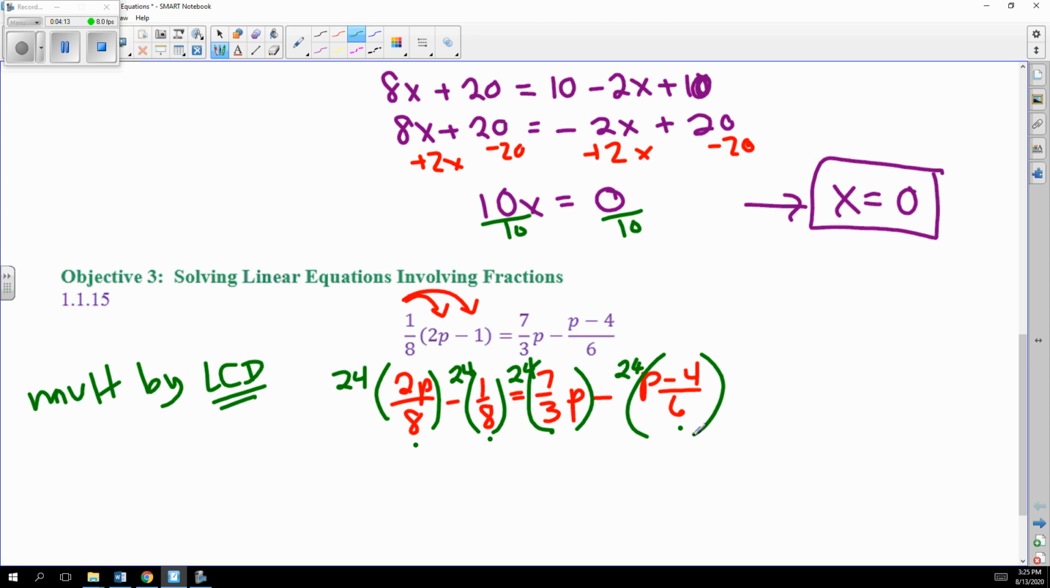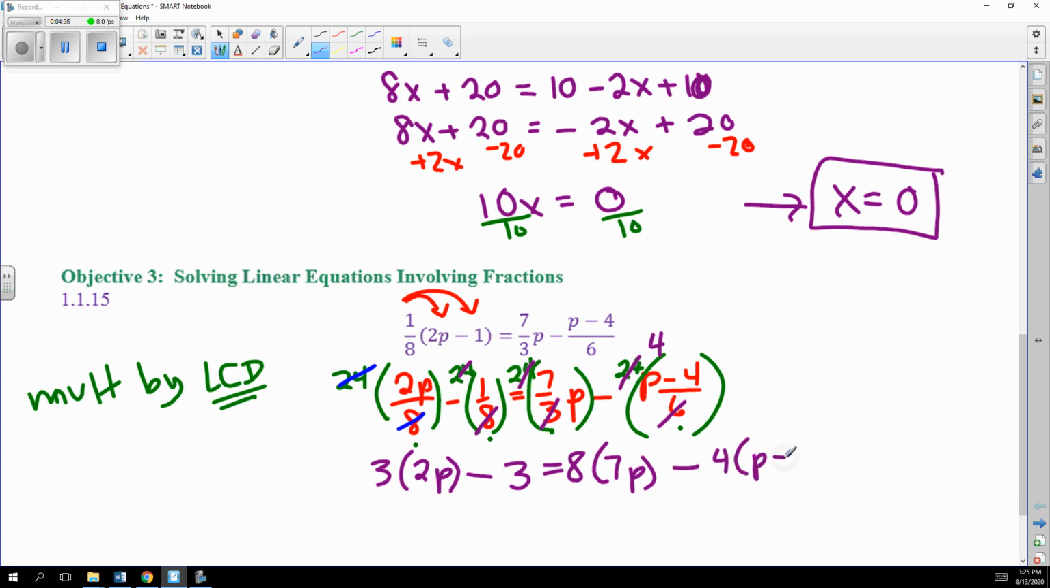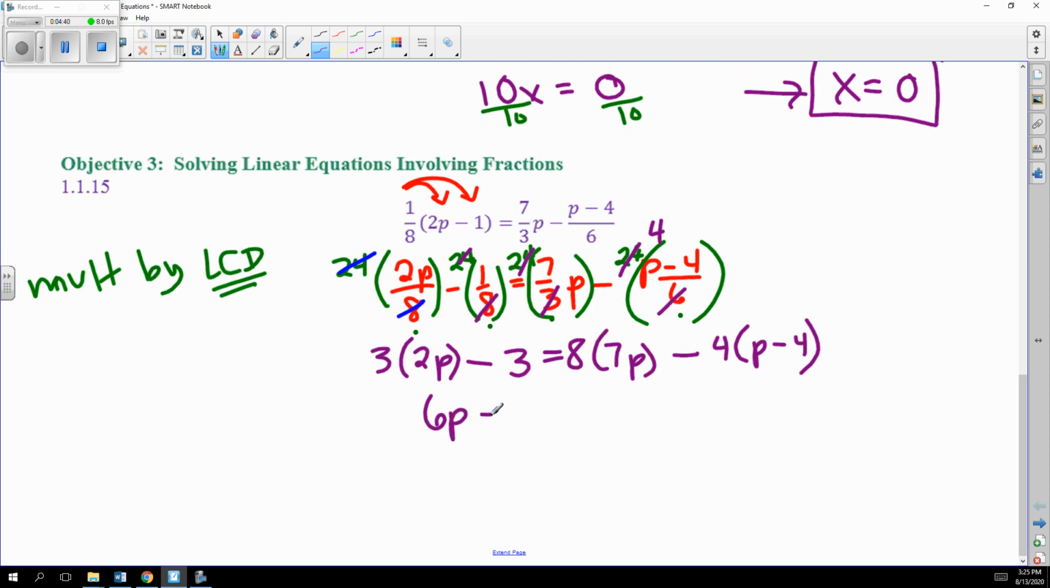So here's what that looks like. After I cancel, I'm going to end up with 3 times 2p, minus, and then the 3 cancels with 24 and I'll end up with 8 times 7p. 6 divides into 24 four times, and I'm going to end up with minus 4 times (p minus 4). Then if we keep going, we get 6p minus 3 equals 56p minus 4p plus 16. I'm going to combine these like terms and get 52p plus 16.